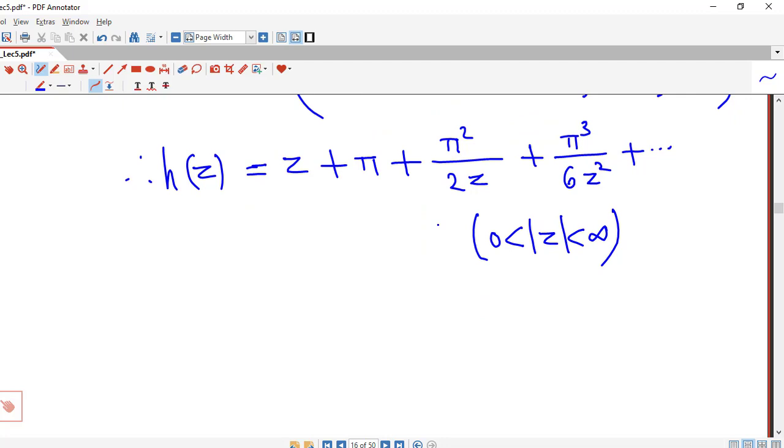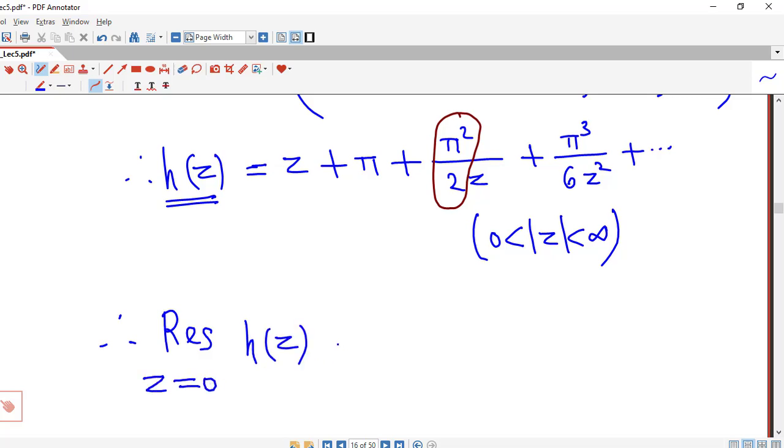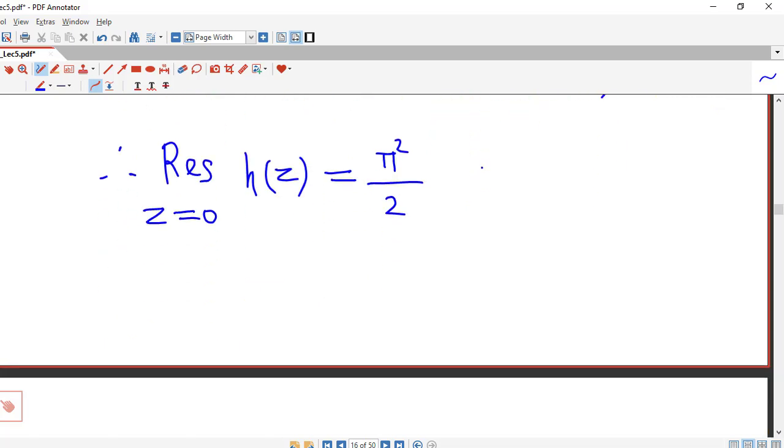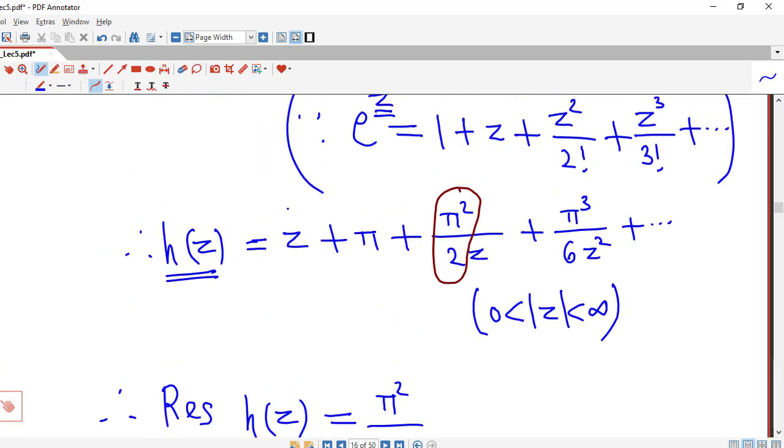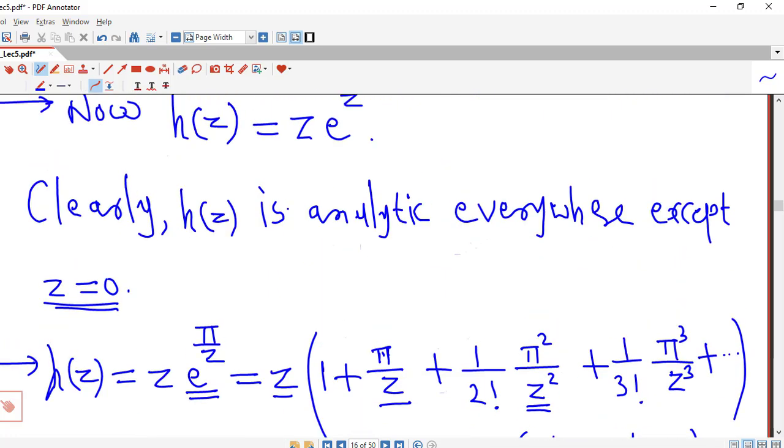Now residue means the coefficient of 1 by z in the Laurent series expansion of the function h of z. So here the coefficient of 1 by z is pi square by 2. We can observe here pi square by 2 is the coefficient of 1 by z. So therefore the residue of h of z at z equal to 0 is nothing but pi square divided by 2, which is the coefficient of 1 by z. So we have obtained the residue of h of z at z equal to 0, and z equal to 0 is the only isolated singularity of h of z.